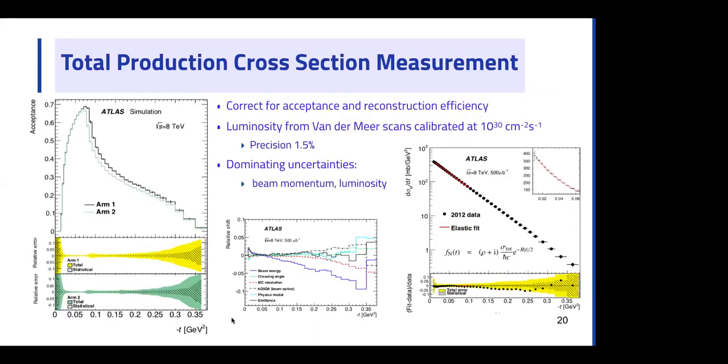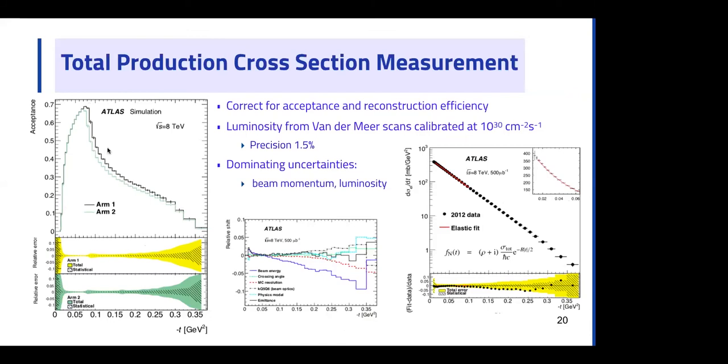The acceptance we have is shown here in t. You see that our acceptance is relatively high for t going approximately between 0.01 and 0.1 GeV squared, but it stays relatively large, still around 0.3 or so. And there are small differences between the two arms.